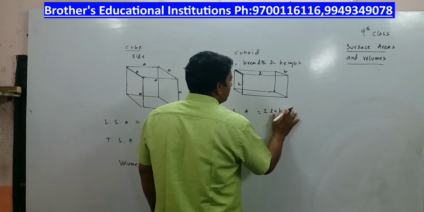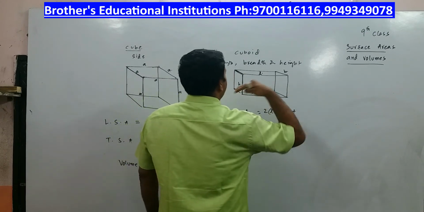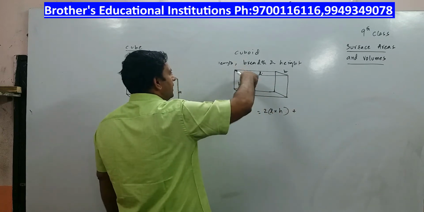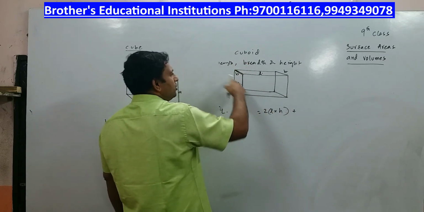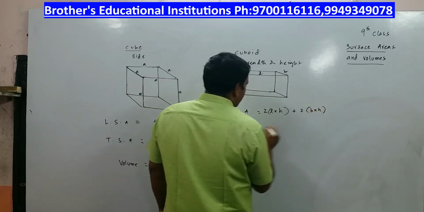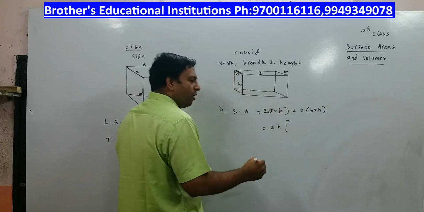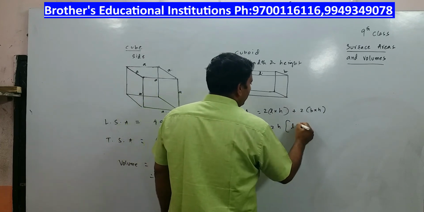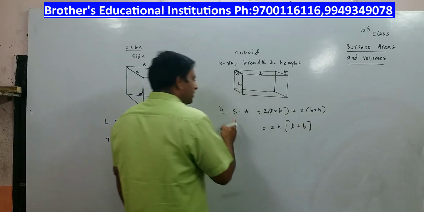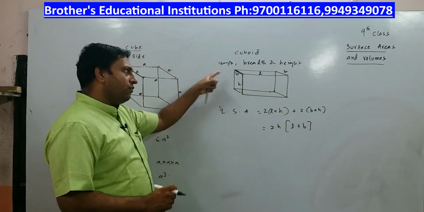So it is 2 times L into H plus this direction, this plane across. Again this is B, H. That side also you have BH. So 2 times B into H. And if you take H common, you will get the formula which is given in the textbook, 2H into (L plus B). This is the formula you will apply to calculate the lateral surface area of a cuboid.